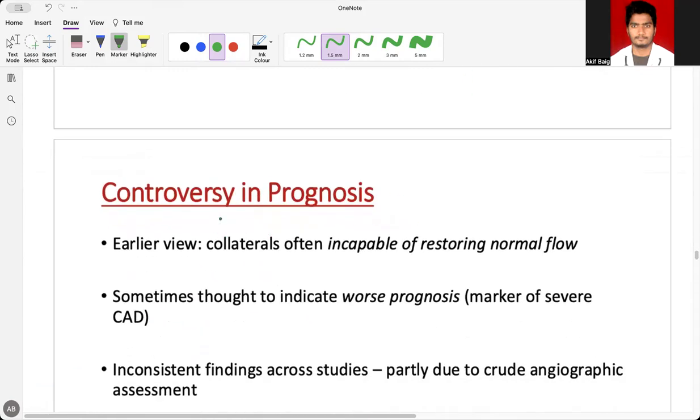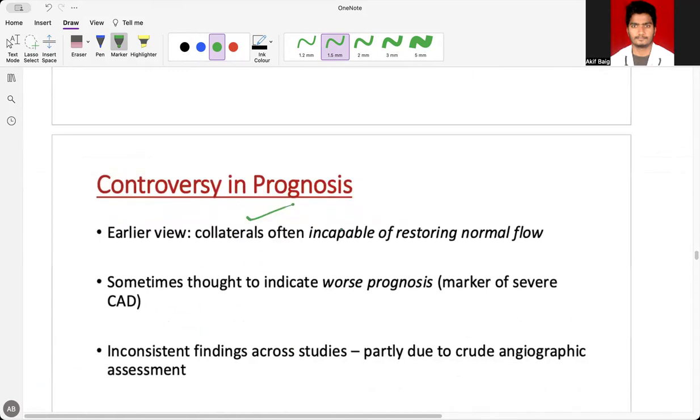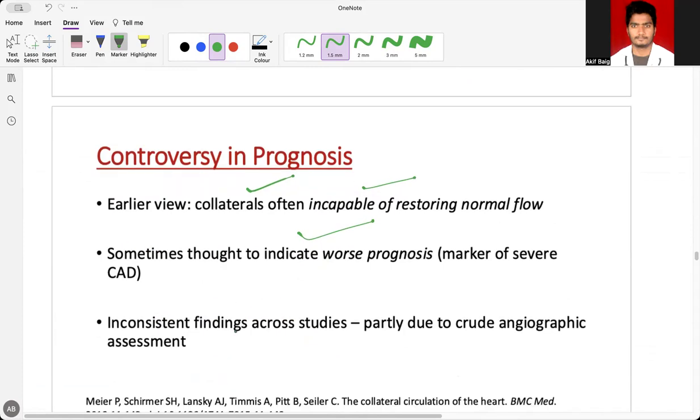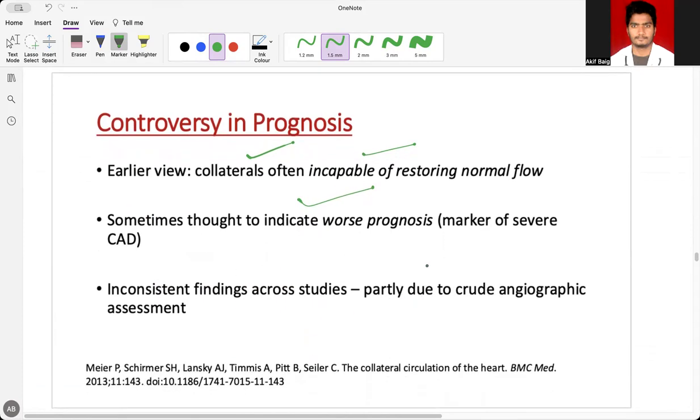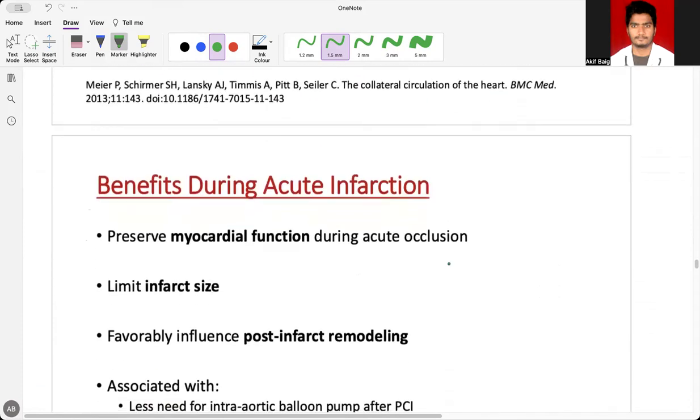So the earlier view was that collaterals are often incapable of restoring normal flow, sometimes thought to indicate worse prognosis, a marker of severe CAD. Inconsistent findings across studies, partly due to crude angiographic assessment.